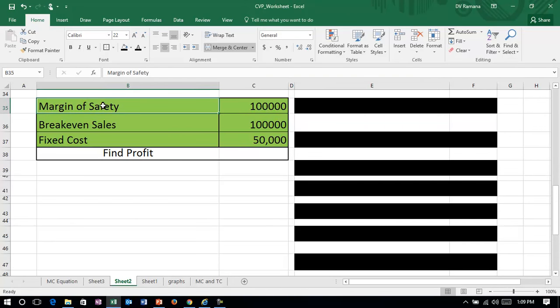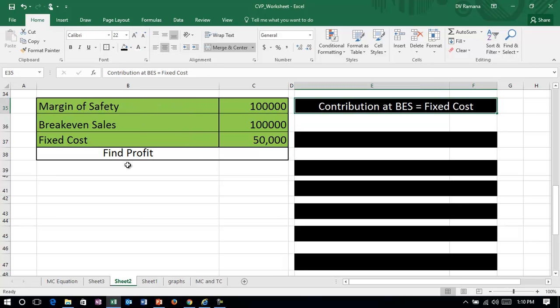So in this case, the margin of safety is given as 100,000. Break-even sales is 100,000, fixed cost is 50,000. So we have to find profit. So margin of safety is the excess of sales over the break-even sales. And we know that at the break-even point, the contribution is equal to the fixed cost.